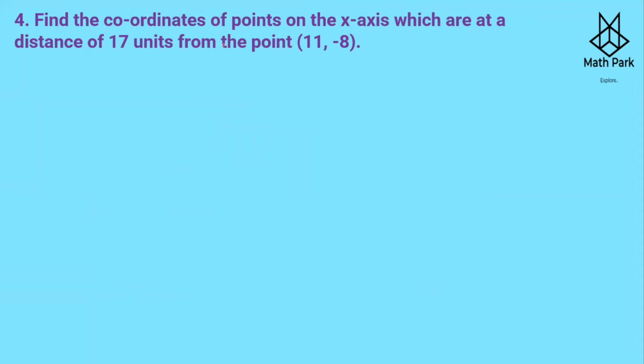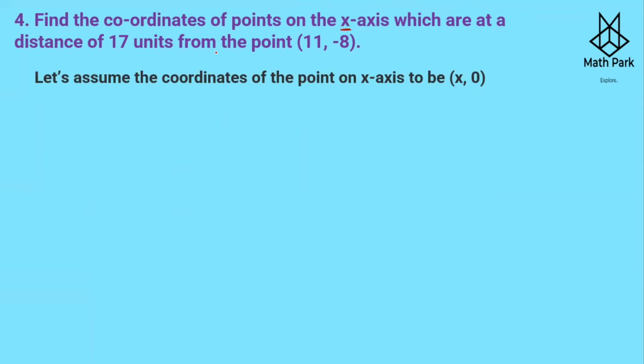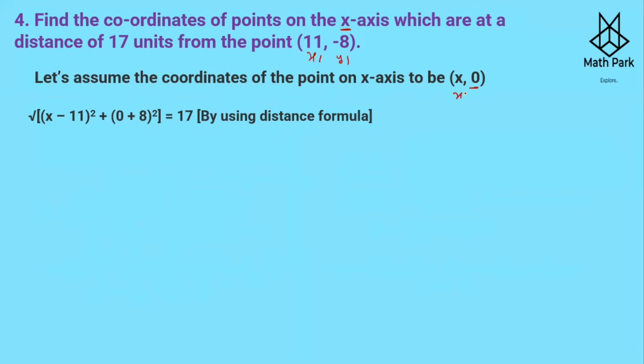Find the coordinates of the points on x-axis which are at 17 units from this point 11, minus 8. So on the x-axis, whenever the point is on x-axis, the y coordinate will be 0. Remember. So whenever the point is lying on x-axis, the y coordinate will be 0. So let us take the point on the x-axis to be x, 0. So now we find the distance between these 2 points. This is our x1, y1, and this is your x2, y2.